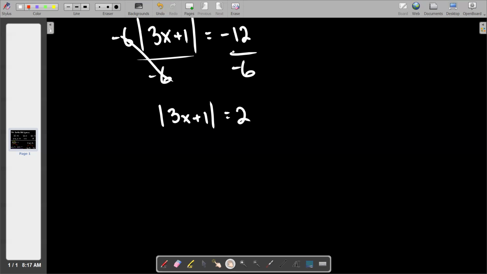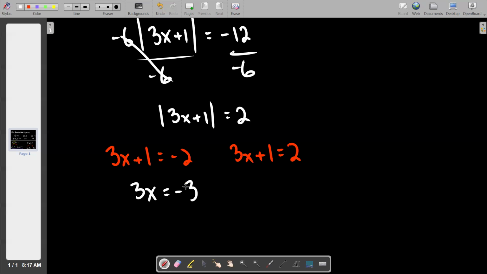What are the 2 equations that we'll write? Or 3x plus 1 equals 2. Both perfect scenarios. Solve these and you've got your solutions. On the one on the left, the first one, if I subtract 1 from both sides, what do I get? We get 3x equals negative 3. And then if we divide both sides by 3, we get x equals negative 1.